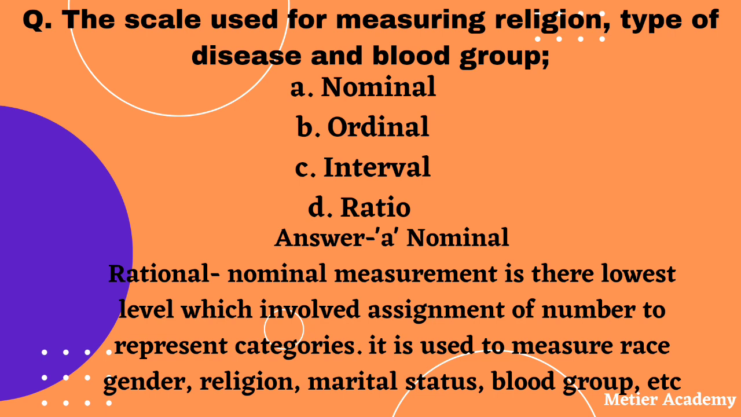The rationale behind this is, nominal measurement is the lowest level, which involves assignment of numbers to represent categories. Underline the words assignment of numbers to represent categories. For example, if male, they will give some number like 10, and for female they will give some number like 15. So this is called assignment of numbers to the categories. Male and female are the categories and they are assigning some number, based on that they are performing the procedure.